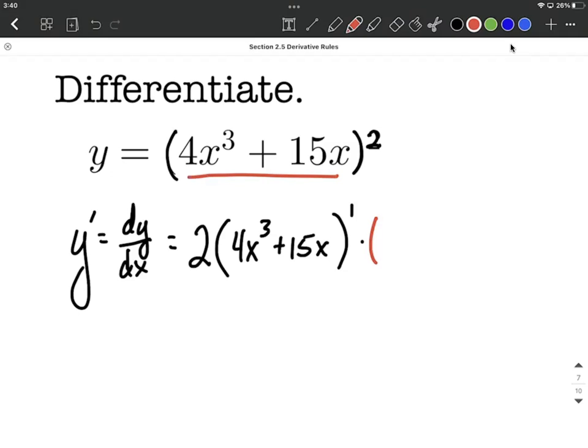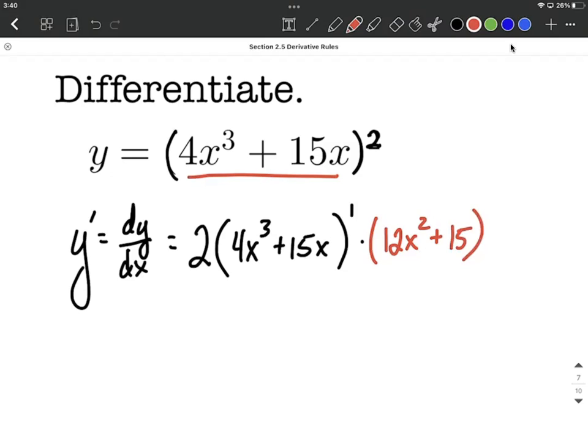So the derivative of 4x cubed is going to be 12x to the second power, as we bring the exponent down, multiply by the 4 out in front, and reduce the exponent by 1. Plus, the derivative of that linear term, the 15x, is just going to be 15. And that is our derivative.